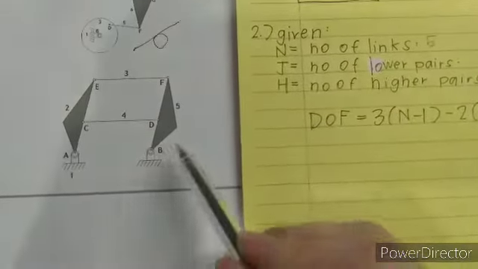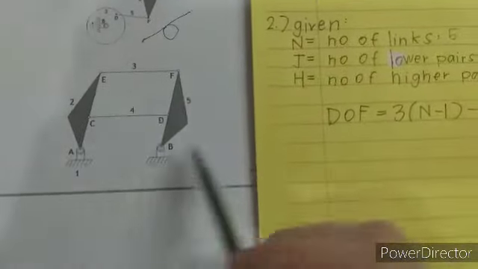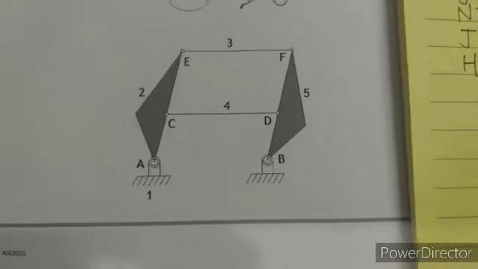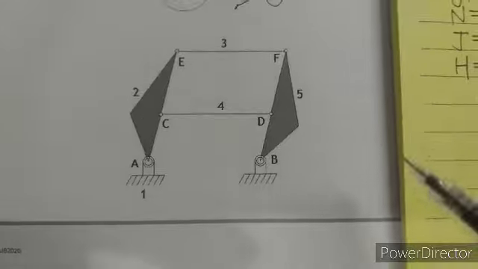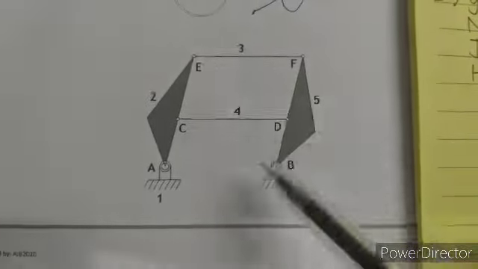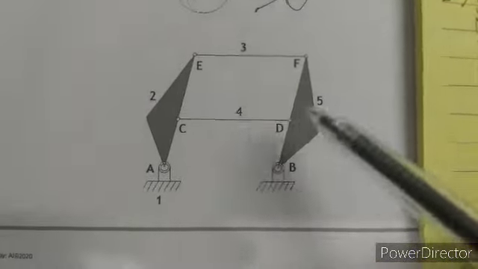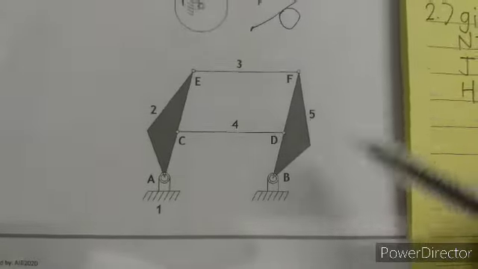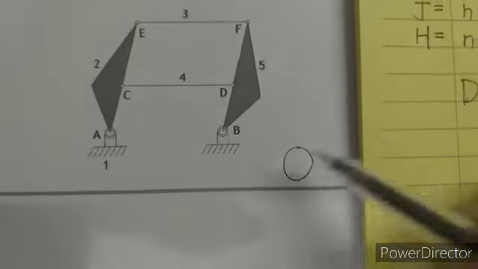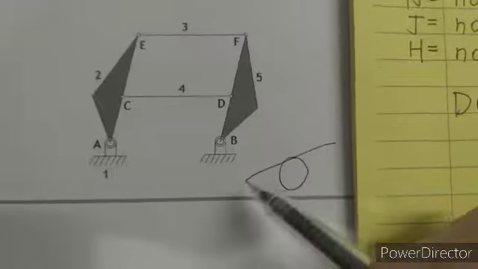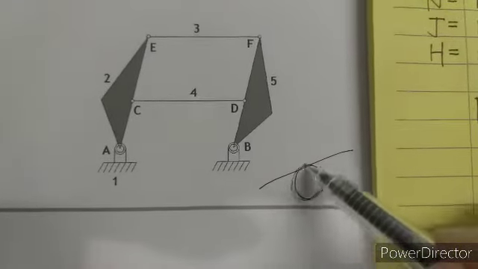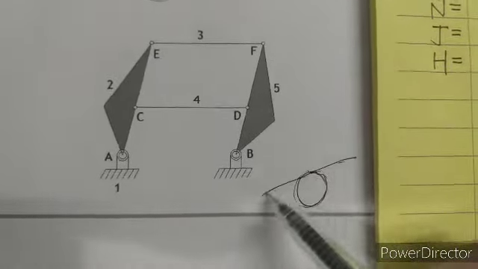Now let us see if we have any higher pairs in this mechanism. Now upon further inspection, we could see that the joints only connect to specific points. Again, we don't have any line or surface that connects to another surface.